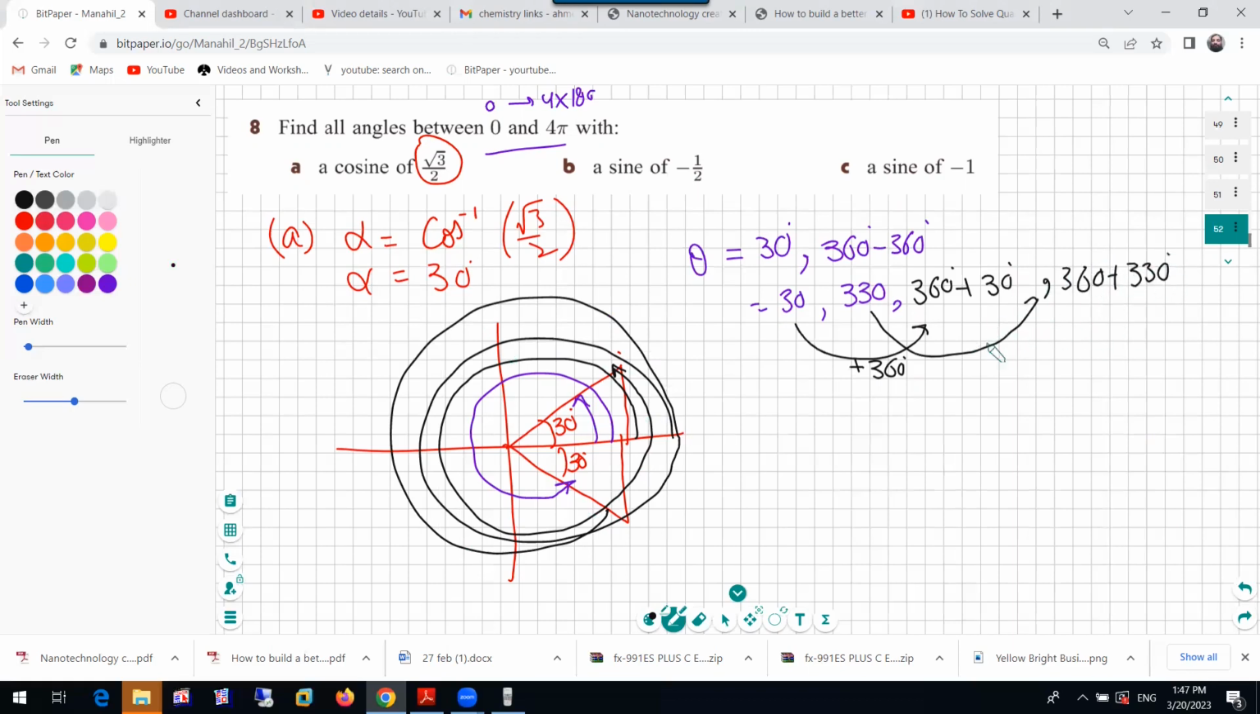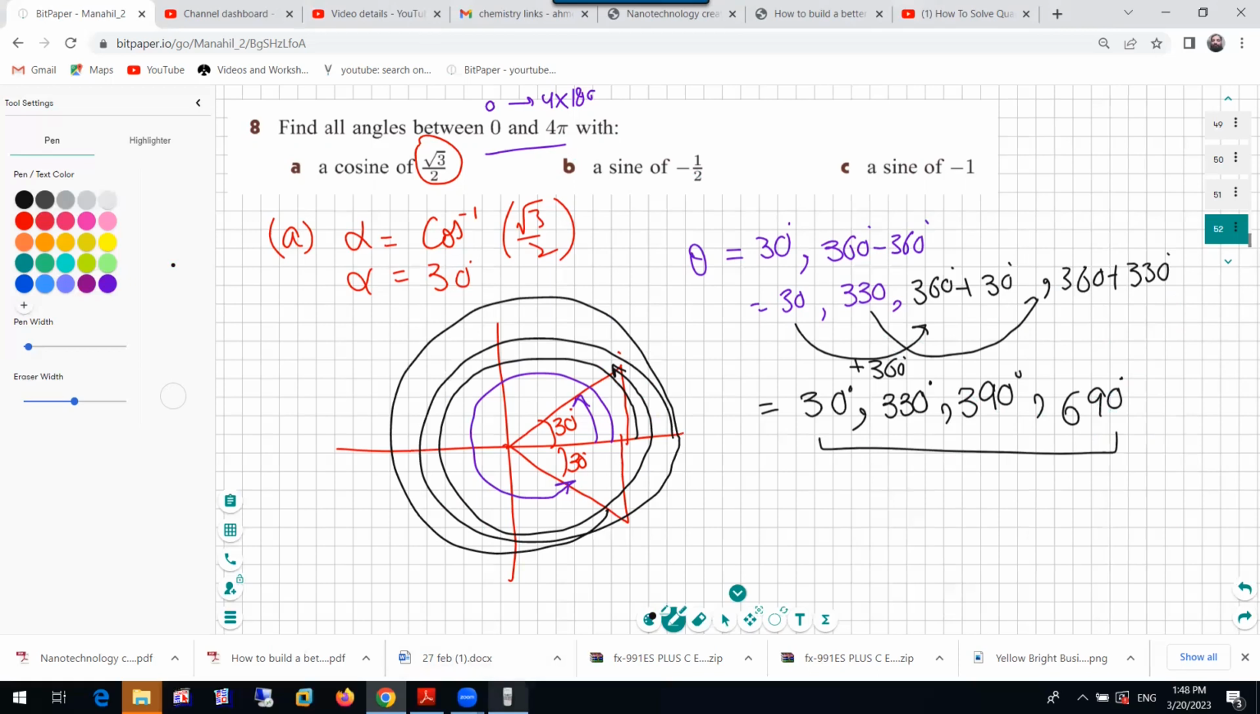Yes, within the range, obviously. So how many values do we have? 4 values: 30, 330, 390, and this is 690. And if you need more, you can add 360 to this as well. But if you add 360, it crosses the 720 boundary, like this becomes 750. That's why we cannot take this value. So only 4 values can be taken.